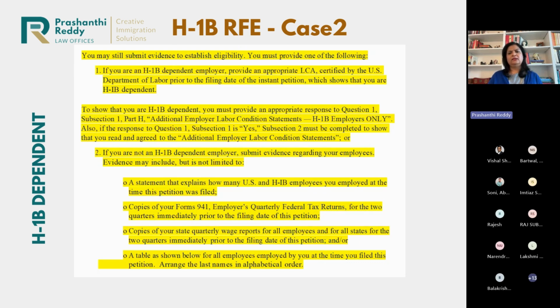Though not discussed in this RFE, if you have less than 25 employees and you pay a certain filing fee, but say you have 24 employees, they'll definitely send a similar RFE asking for proof of the number of employees that you have. So you're better off submitting these kinds of documents, quarterly federal tax returns, etc., to preempt that kind of RFE, especially if the number of employees that you have is close to that number where you have to pay the additional fee. Next slide.